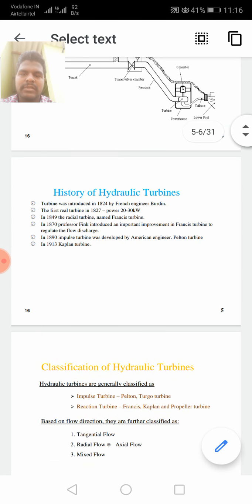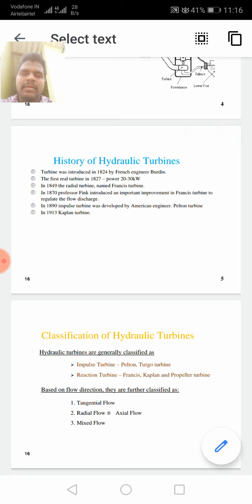History of hydraulic turbines. The turbine was introduced in 1824 by French engineer Bertin. The real turbine was developed in 1827. From that we can produce around 20 to 30 kilowatts. The real turbine was implemented in 1849, the Francis turbine was developed in 1870, the Pelton turbine was developed in 1890, and the Kaplan turbine was developed in 1913.